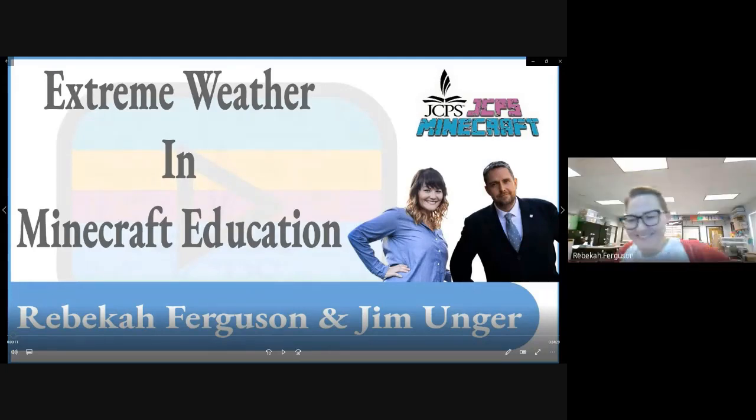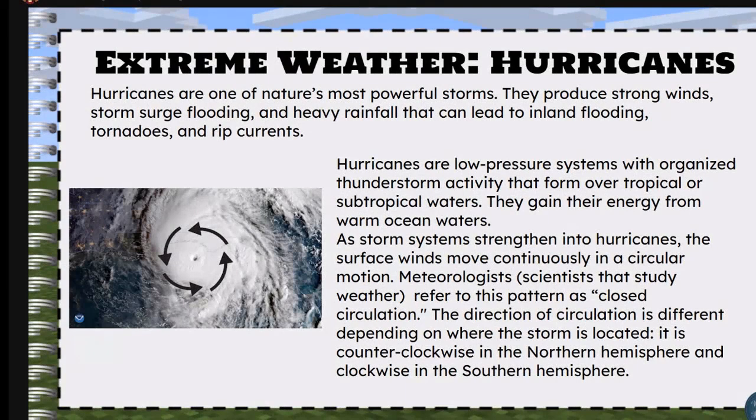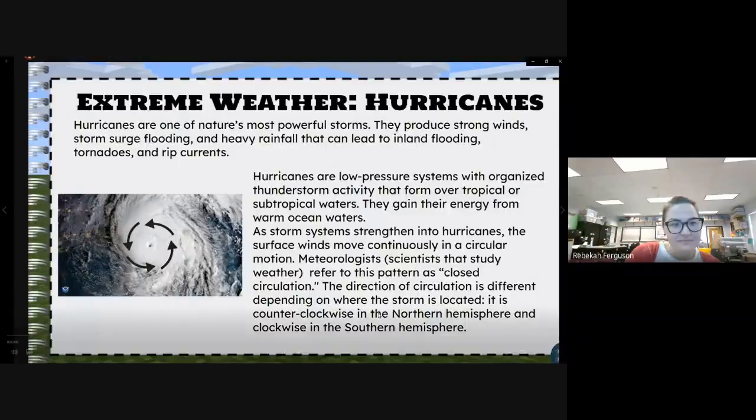Doing great. A very dangerous place around the coast whenever we have that. So what they are is they are low pressure systems with an organized thunderstorm activity, but they only form over tropical or subtropical water.